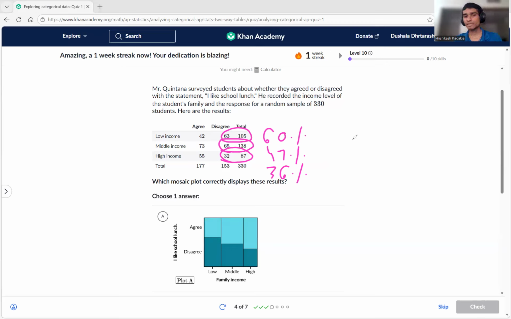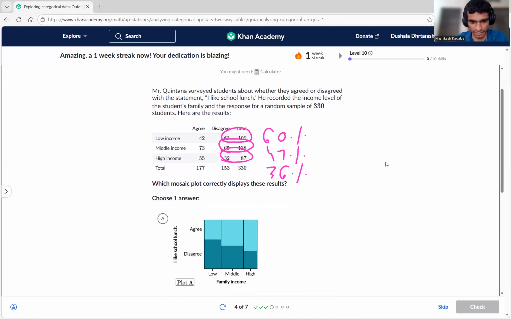So a majority of the low income students disagree that they like school lunch. Middle income is kind of half and half, but a little bit more than half agree that they like school lunch. And for the high income ones, almost all of them say they like school lunch. Almost like 64% would be saying so, because 36% are saying not. 32 over 87 is 36%. 36% disagree. So based on that, we can just see now.